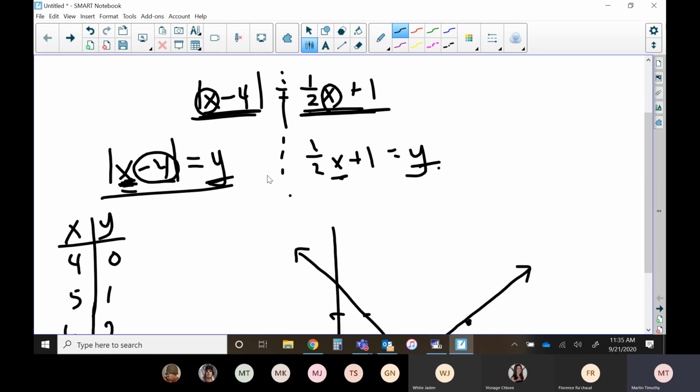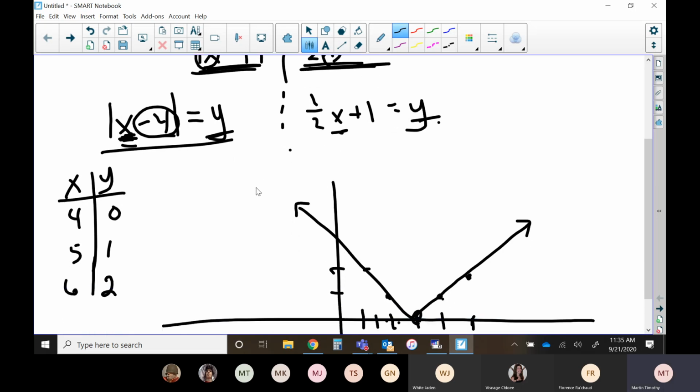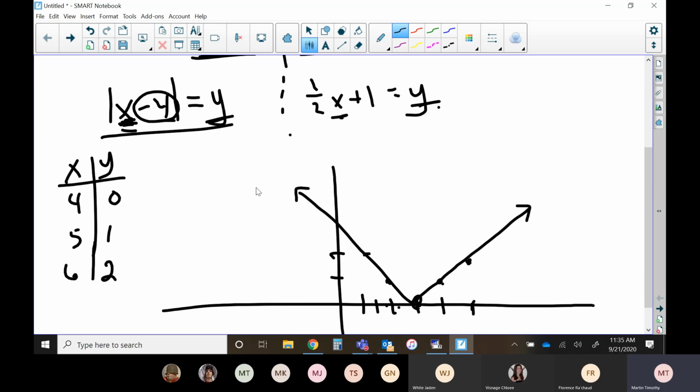So notice, should that graphing part be anything new? No, it shouldn't. This graphing part that I'm about to do shouldn't be anything new. This is my intercept, 1. I'm going to go up 1 and over 2. Boom, do you already see an intersection? It's actually 2, 2.